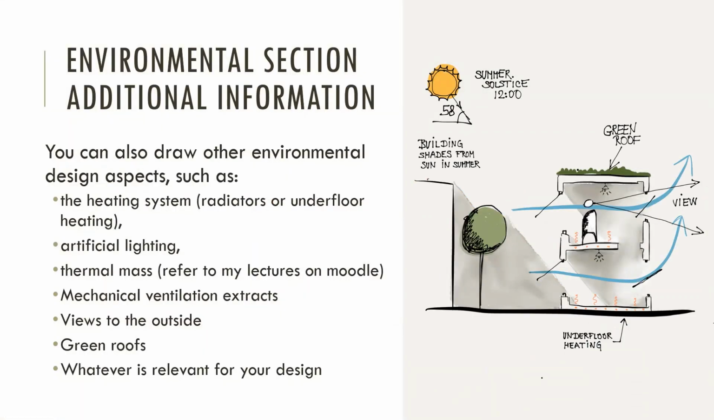You can also add some more information if you want. This is optional on your environmental section, like for example the heating system. So here we have underfloor heating. You can show artificial lighting. You can show how you're using thermal mass. So if you want to do that, you need to refer to my lectures on Moodle. Any mechanical ventilation extracts. You can show the views to the outside if there's nice views. Any green roofs or whatever you think is relevant in terms of environmental design.